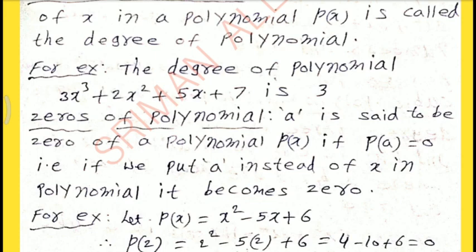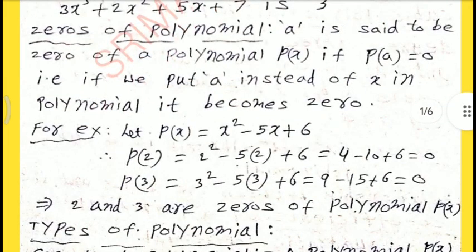Zero of polynomial. A is said to be zero of a polynomial p of x if p of a is equal to 0. That is, if we put a instead of x in polynomial, it becomes 0. For example, let p of x is equal to x square minus 5x plus 6. Put x is equal to 2. Then we get 2 square minus 5 into 2 plus 6 is equal to 4 minus 10 plus 6 is equal to 0.